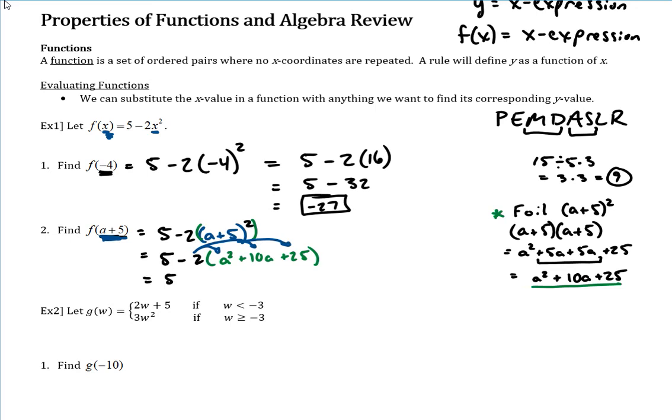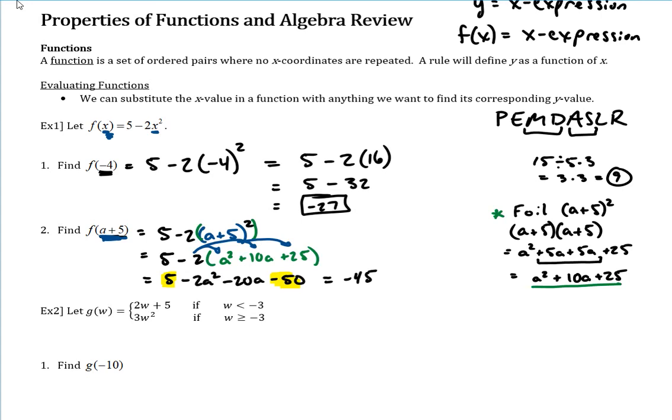So this becomes 5. Negative 2 times a squared would be negative 2a squared. And then negative 2 times 10a would be minus 20a. And then negative 2 times positive 25 would be minus 50. And then our final step in this would be to collect like terms. Well, we have two like terms, the constants. So 5 minus 50 would be negative 45. Okay, and we could put that at the end or we could put it at the beginning.